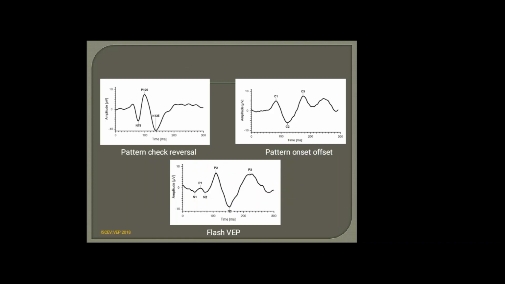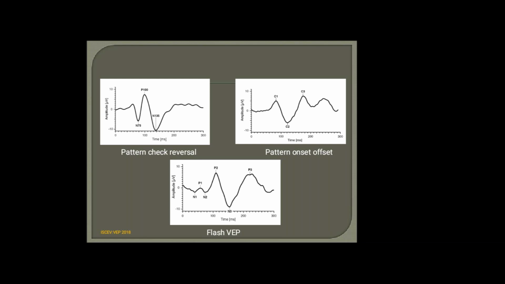So this is what a normal graphical representation looks like. Coming from the beginning, the first one is the pattern check reversal, which is ideally done in daily clinics. It has three components: N75, P100, and N135. These numbers are the implicit times.